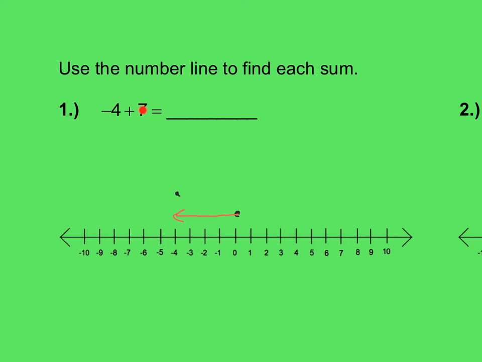And now I'm going to move 7 units back in the positive direction. So I'm going to draw a line that ends up at 3. 1, 2, 3, 4, 5, 6, 7. And that is a picture of the question being modeled. And the answer is 3.